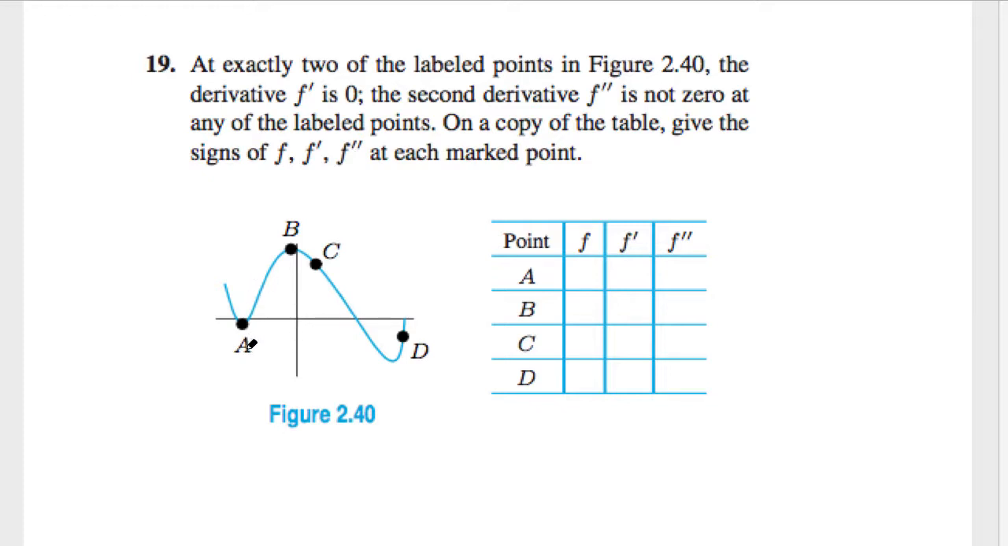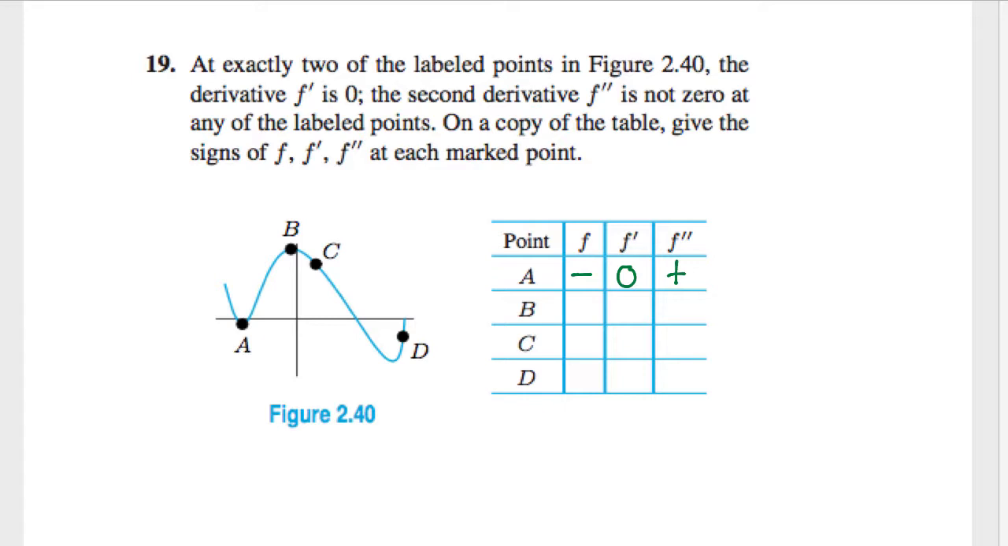So let's start at A. A appears to be below the horizontal axis, so our function value is going to be negative. Then, our first derivative could be a situation where the first derivative is 0. So it looks like this is where our function turns around. So let's go ahead and say that that is the location where our first derivative is 0. And then finally, for our second derivative, we see that this portion seems to be concave up. So our second derivative has to be positive.